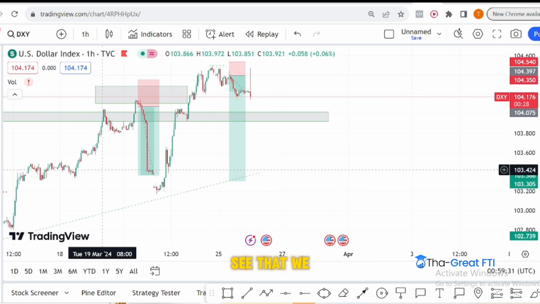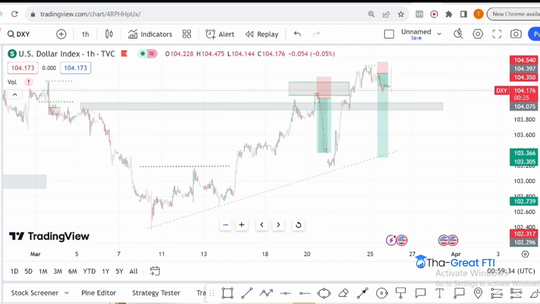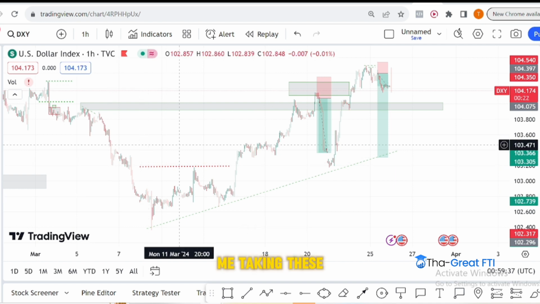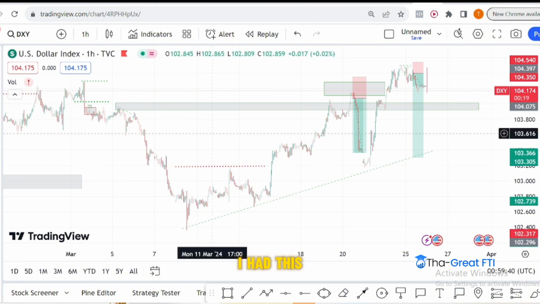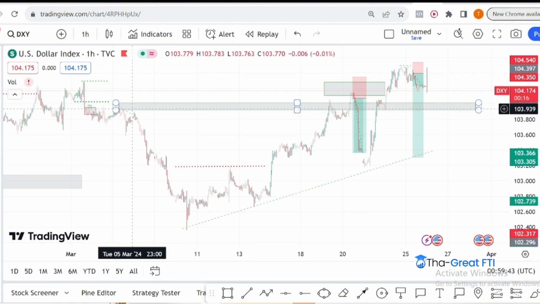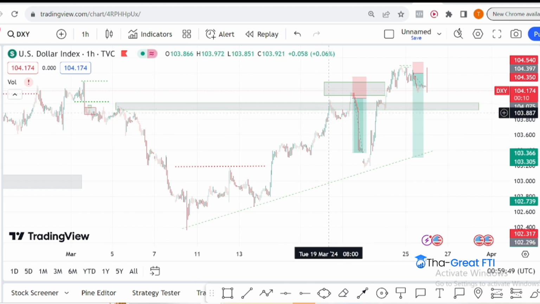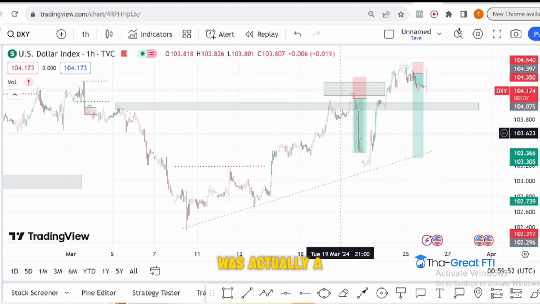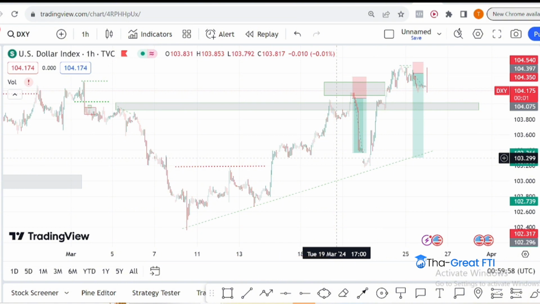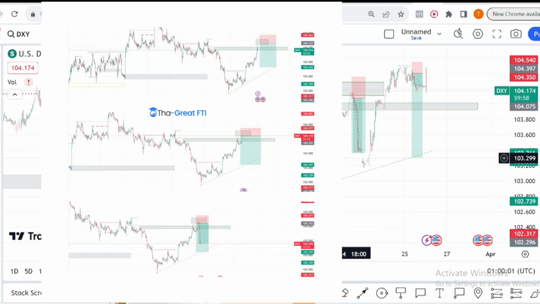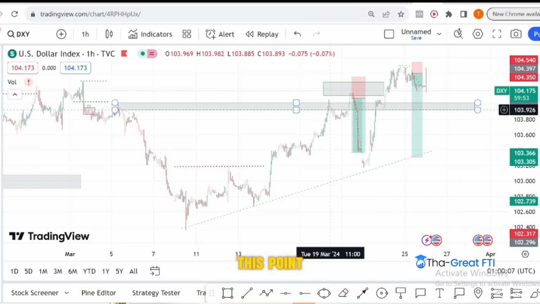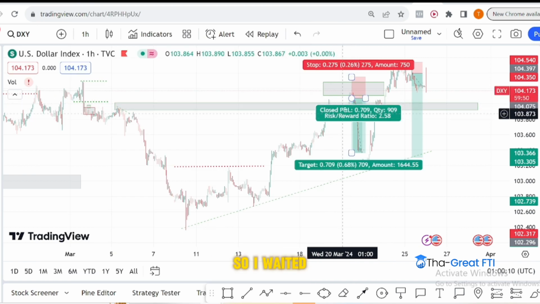Now you can see the reason for me taking this trade was very simple. I had this high marked, and this trade was actually a sell limit. When I make this video, I will edit the sell limit into the video so you can see, because I remember price was at this point when I already set my sell limit here. So I waited for price to come and trigger my entry right here.